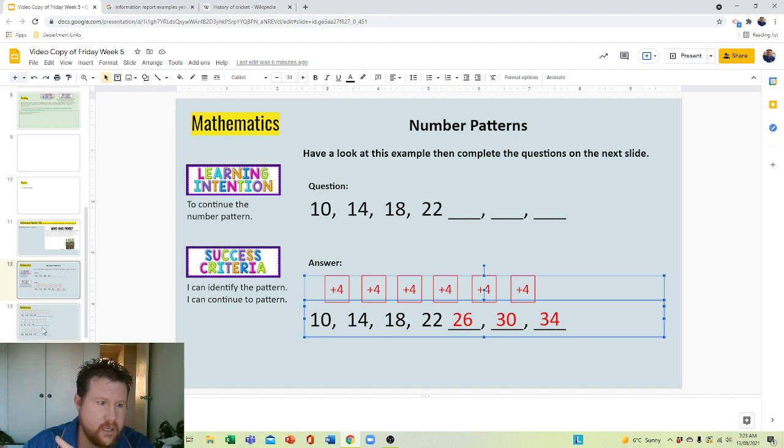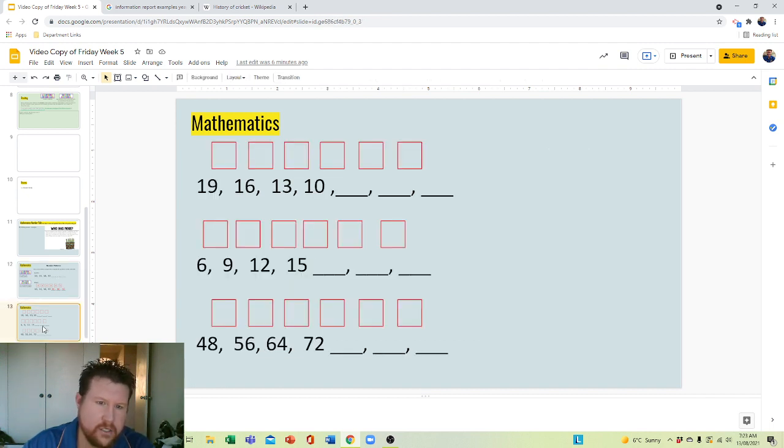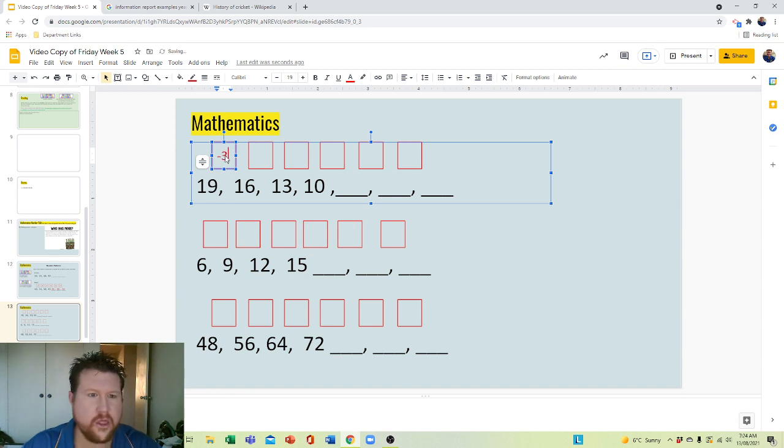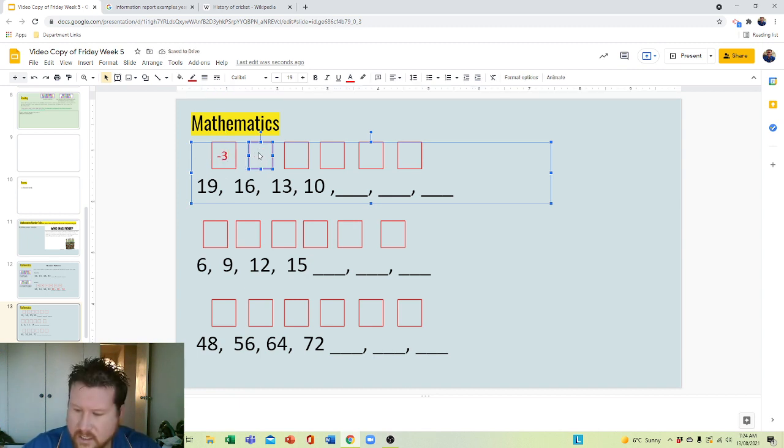So we're going to go to questions. 19, 16, 13, 10. What's next? And what are we subtracting by? I know it's subtraction because it's decreasing. It's going down in numbers. So what is it subtracting by? I would write it in here. Should I give you the first answer? There's plenty of questions. I'm going to give you the first one. It's minus 3. So each one is minus 3.